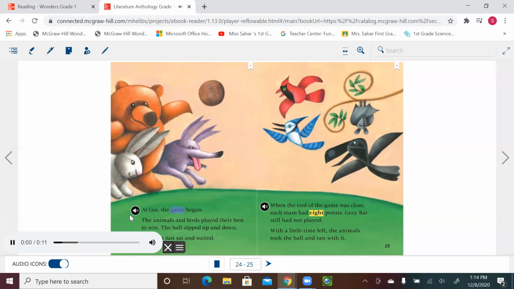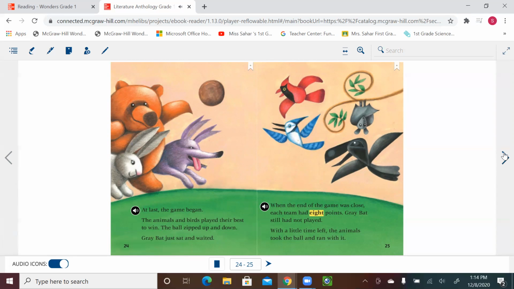At last, the game began. The animals and birds played their best to win. The ball zipped up and down. Gray Bat just sat and waited. When the end of the game was close, each team had 8 points. Gray Bat still had not played. With a little time left, the animals took the ball and ran with it.